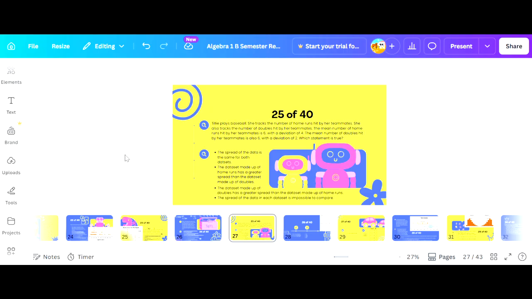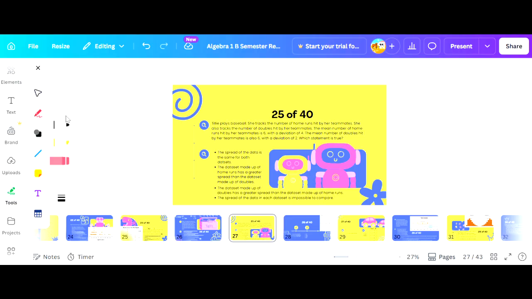This is torture. Tilly plays baseball. She tracks the number of home runs hit by her teammates. She also tracks the number of doubles hit by her teammates. The mean number of home runs is 6 with a deviation of 4. The mean number of doubles is also 6 with a deviation of 2. Which statement is true? The spread of the data is the same for both data sets. The data set made up of home runs has a greater spread than the data set made up of doubles. The data set made up of doubles has a greater spread than the data set made up of home runs. The spread of data in each data set is impossible to compare.